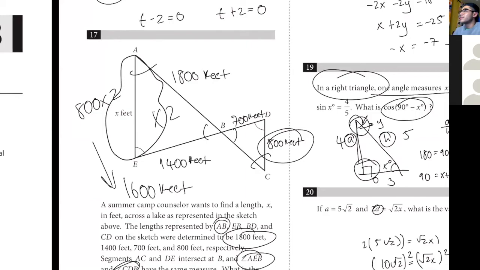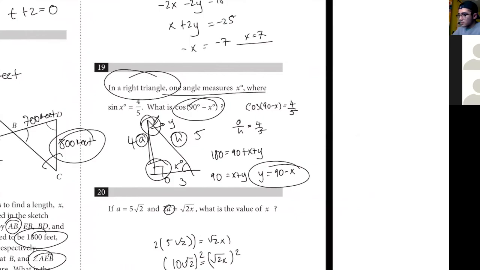Oh, yeah, I just figured out how 19 works now. So you have the 90-degree angle and then you have the x angle. So 90 minus x gives you that top angle, and then cosine of that is the adjacent. Yeah, exactly, and then you do 4/5.